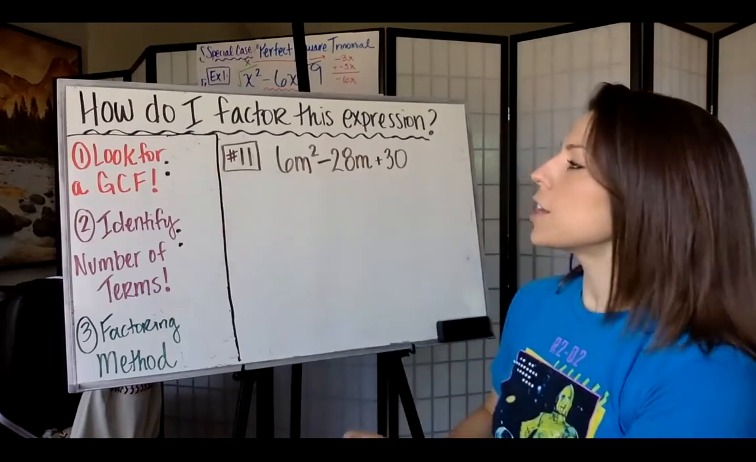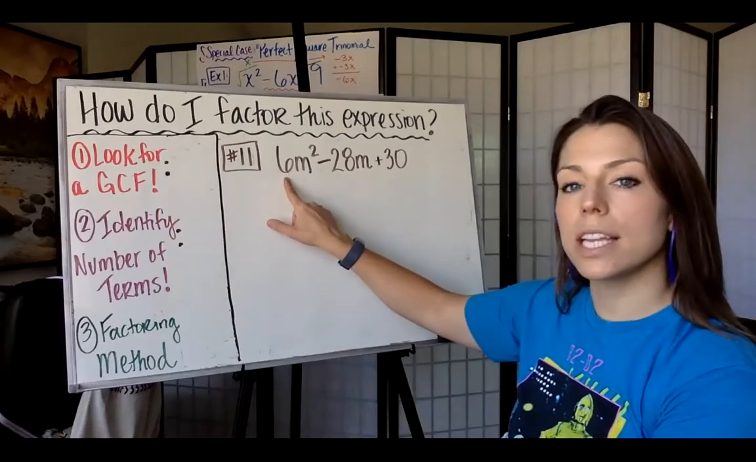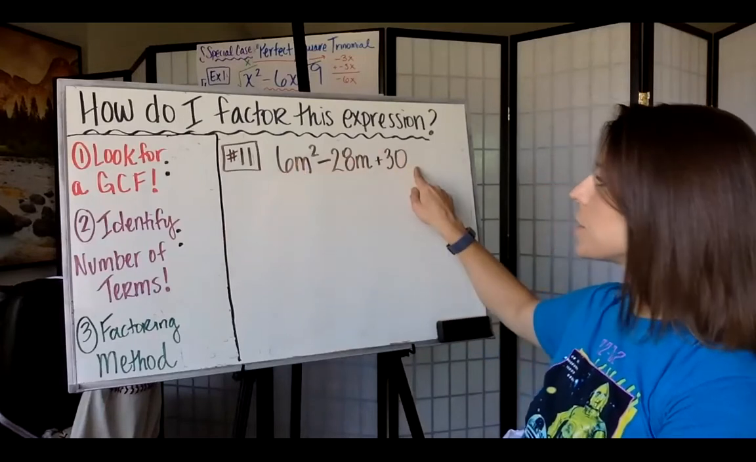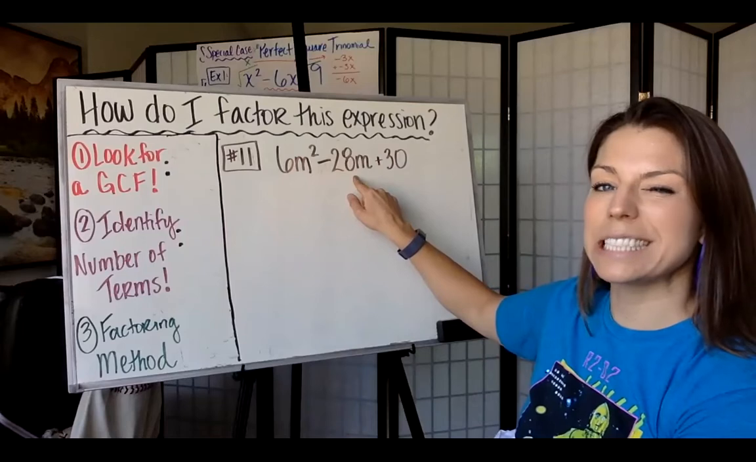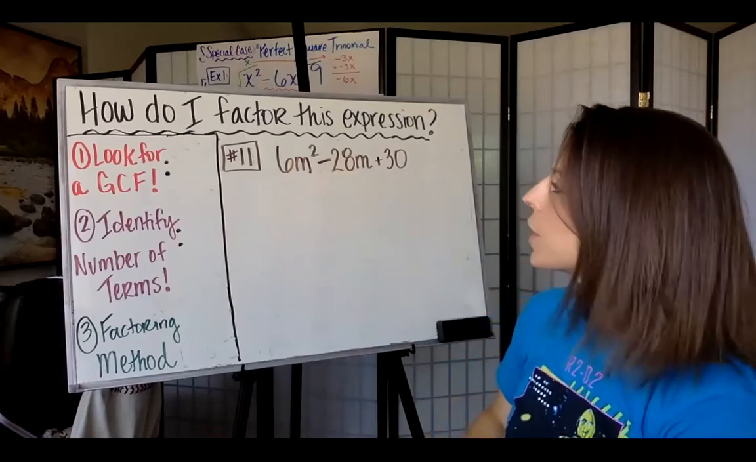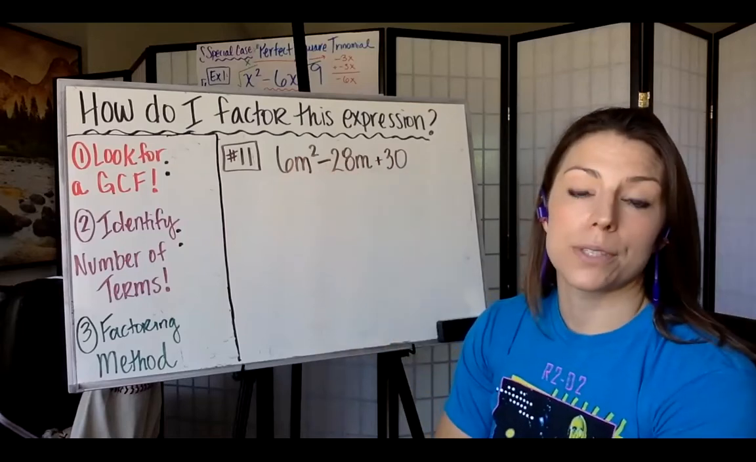So step 1, look for a GCF. Always check the leading coefficient. 6 goes into 30, but does 6 go into 28? No, it doesn't. So find a different number that goes into all 3.